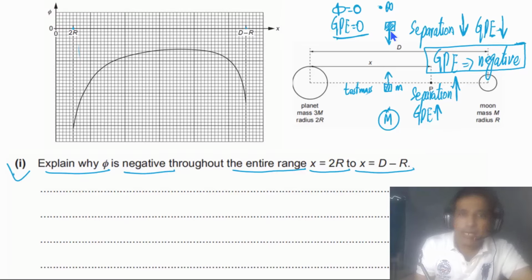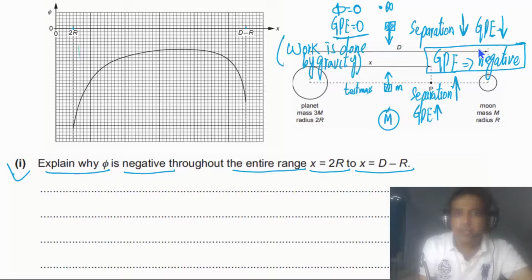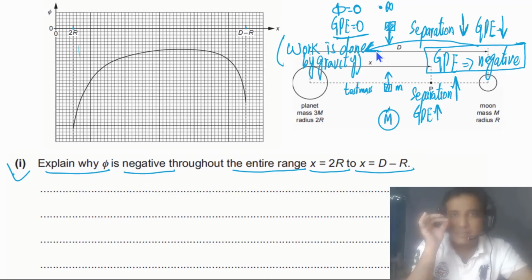Now we need to understand why this GPE is decreasing, because in this case work is done by gravity. Gravity is an attractive force. Work is done by gravity, that's the reason GPE is decreasing. So simply we can say, as the test mass gets closer to the massive object, or as separation decreases from infinity, GPE decreases. So these points you have to write down in your answer.